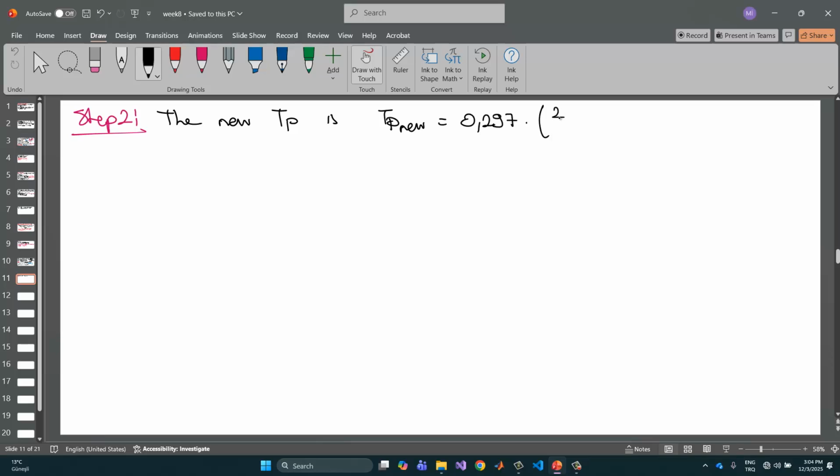0.297 times 2 divided by 3. Where is it coming from? These are the two terms, right? If we multiply these terms, then the new TP must be given in here. In order to set the new TP, we need to set the transient response of these terms. Okay?